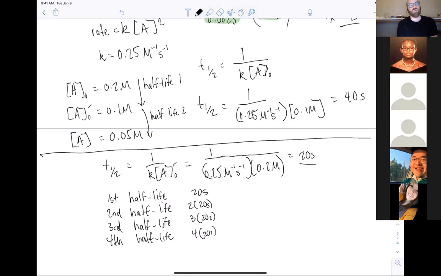Because otherwise, what are you really talking about? If you think about it, if you look at the integrated rate law for a second order reaction, you could ask this question for the integrated rate law.